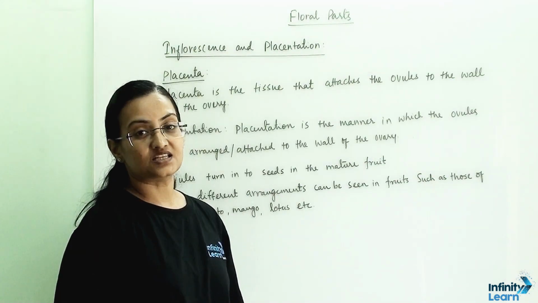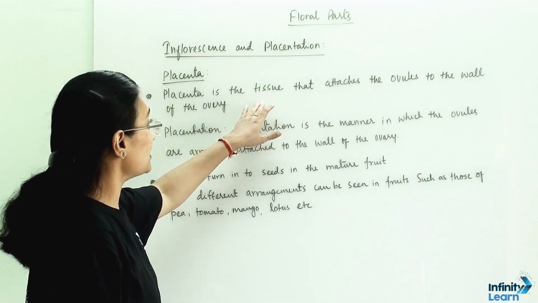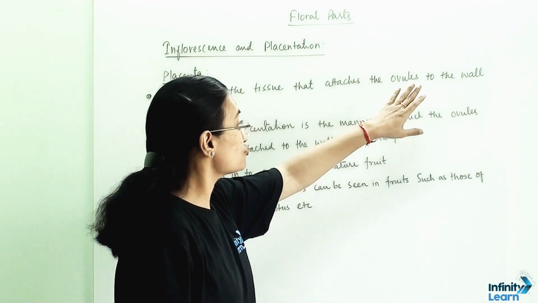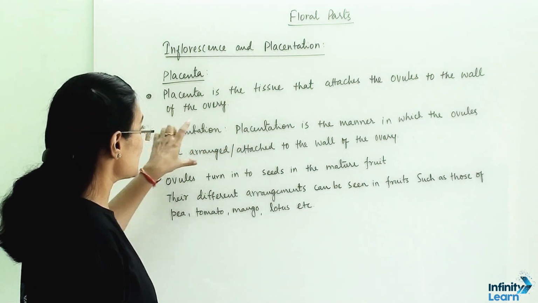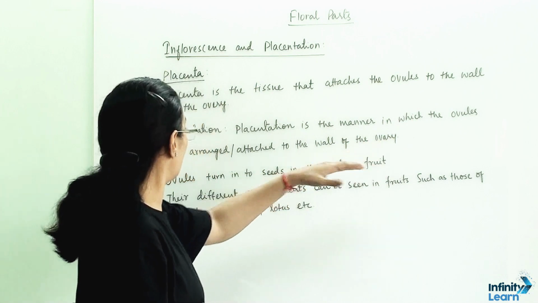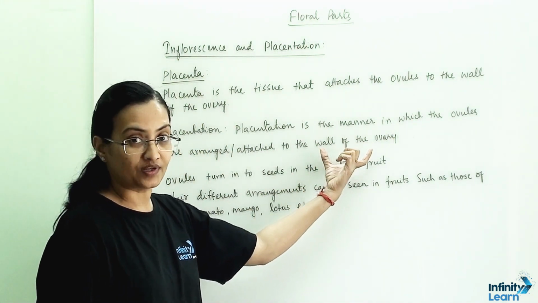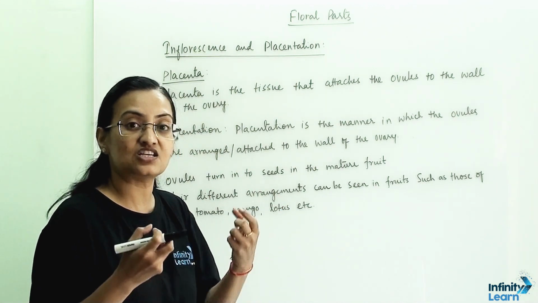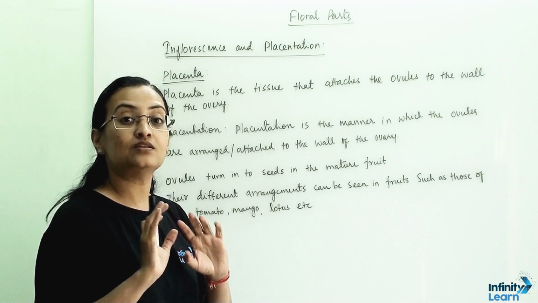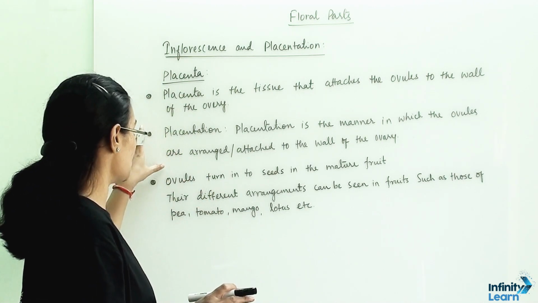Placentation. So what is placenta? Placenta is the tissue that attaches the ovules to the wall of the ovary. Placentation is the manner in which the ovules are arranged or attached to the wall of the ovary. So the placenta itself is a tissue attaching ovules to the ovary, and the manner in which they are attached is known as placentation.